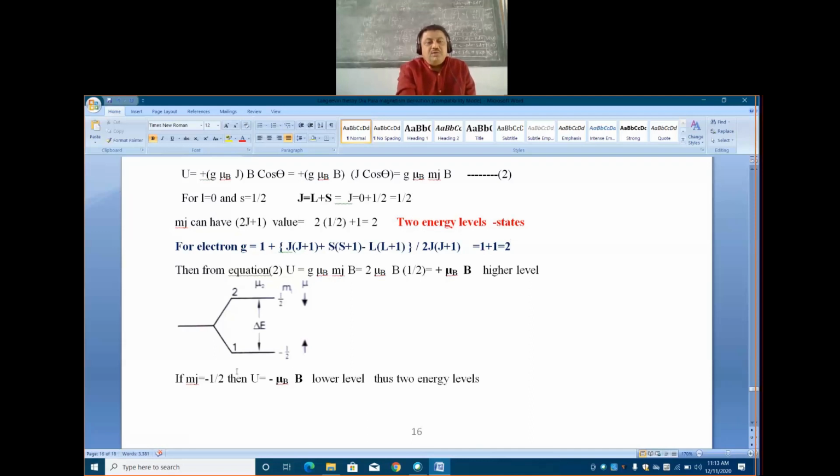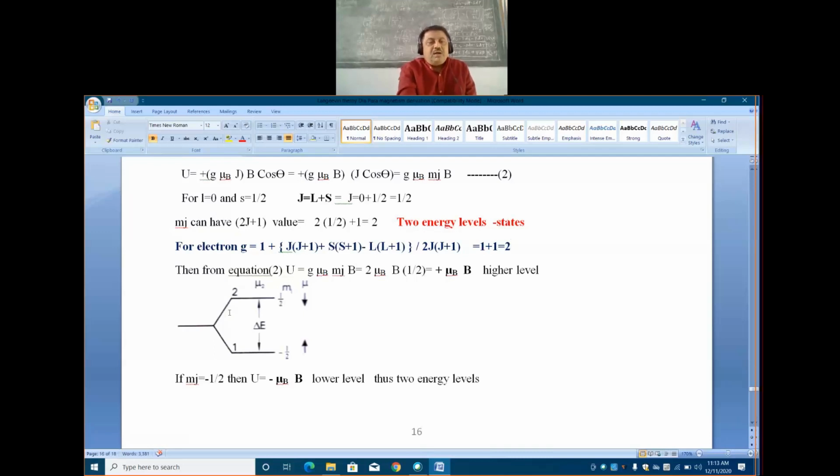For the lower level, mj is equal to minus half. We substitute in the expression g mu B mj B, where g is 2, mu B is the Bohr magneton, B is the field, and mj is plus half. So therefore, half and 2 cancel, and it is plus mu B B for the higher level. So this spectral line splits up into 2.